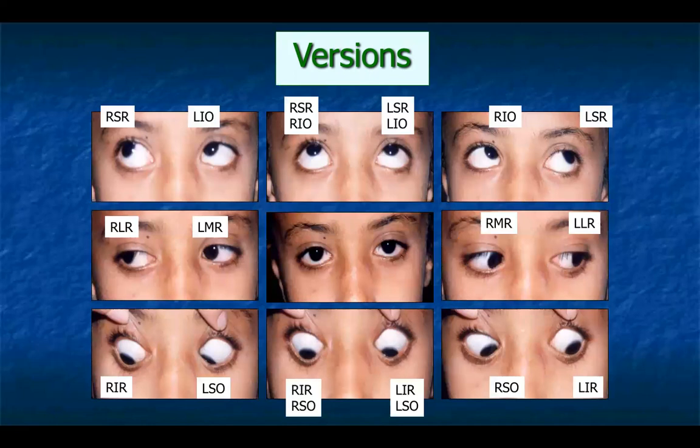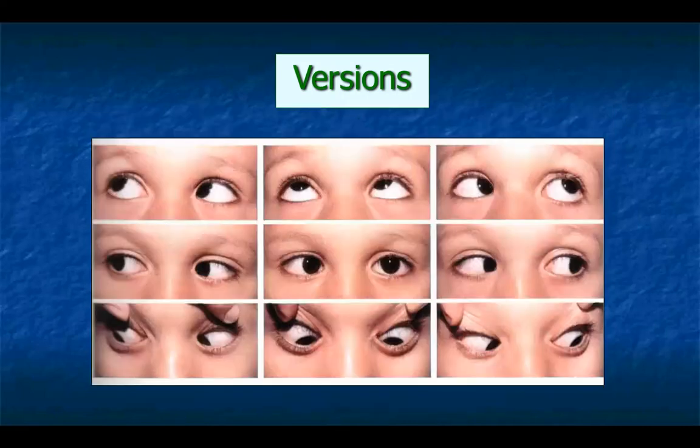So this girl has no limitation of movement in any direction of gaze. She has normal versions. And this boy who has right esotropia, he has squint, but he has normal versions. There's no limitation of movement in any direction of gaze.